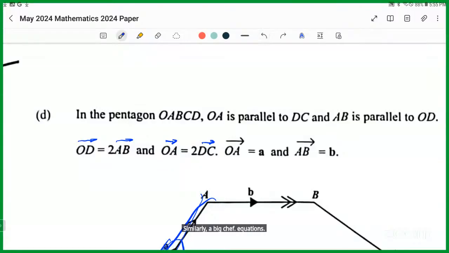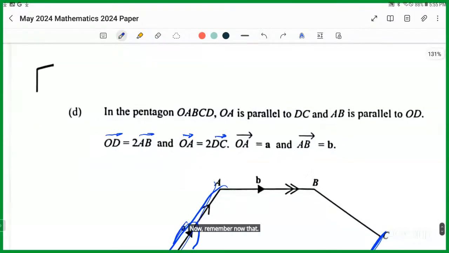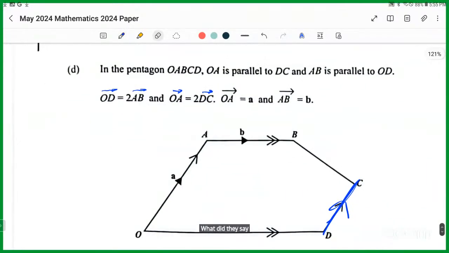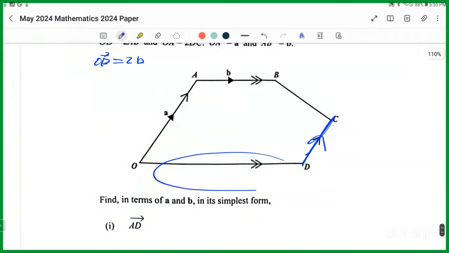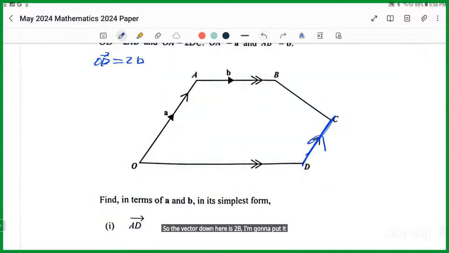Now, remember, what did they say? OA is A and AB is B. This is AB right here, it is equal to B. That means the OD right now is equal to 2b. So the vector down here is 2b. I'm going to put it on here so I don't forget. This vector is 2b. Let's write it beside the arrow there.